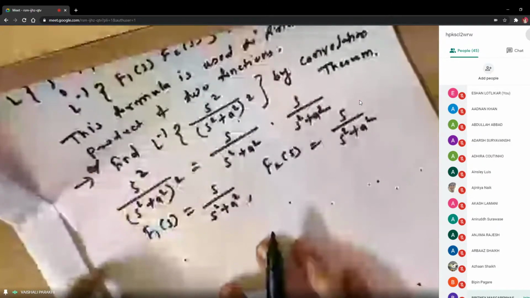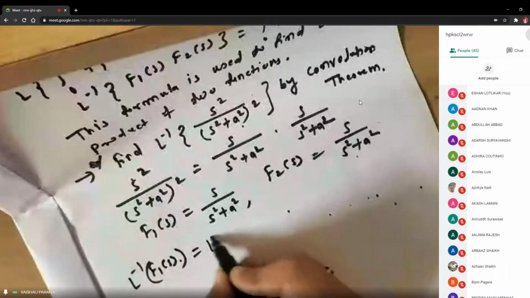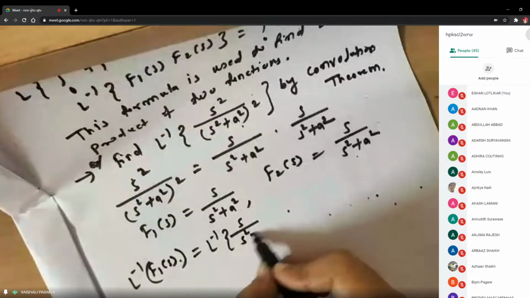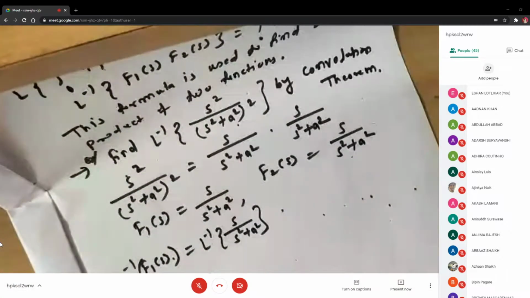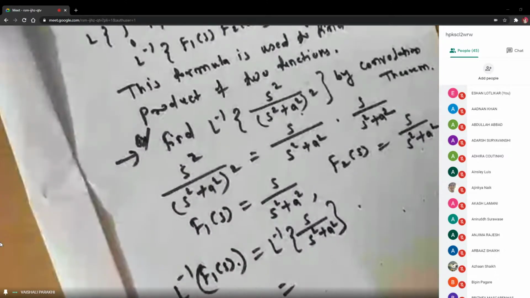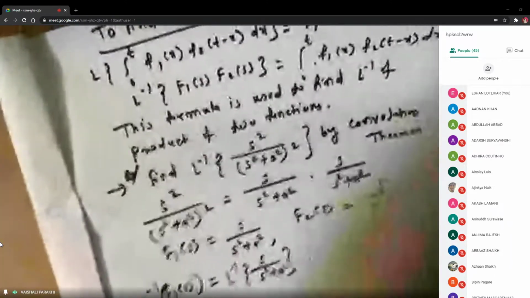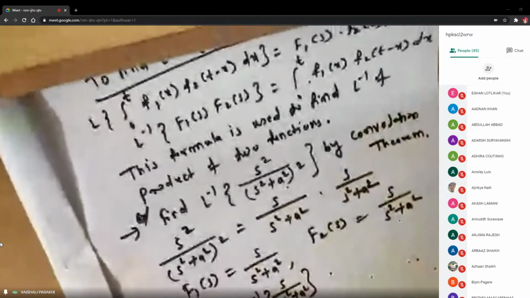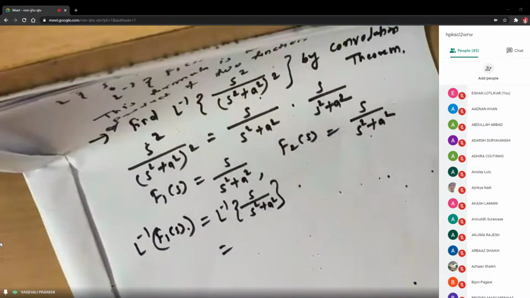So here we will be finding L inverse of F1 of S, that is L inverse of S upon S square plus A square. What is this? Who can tell me? Zarif, can you tell? What is L inverse of S upon S square plus A square? Look at the formula page.